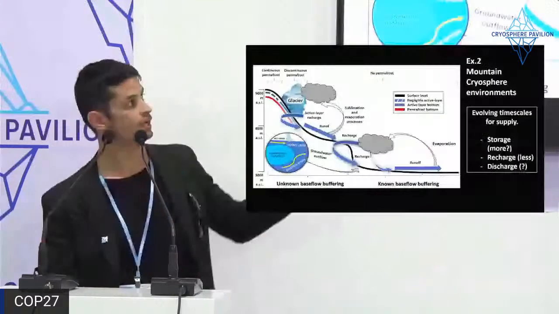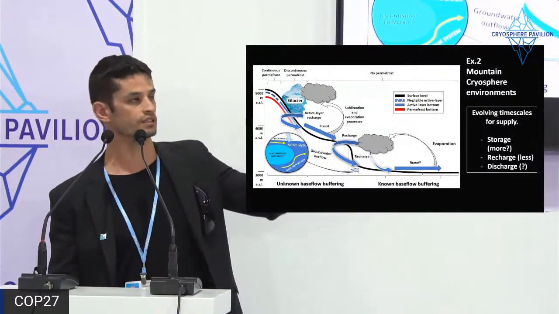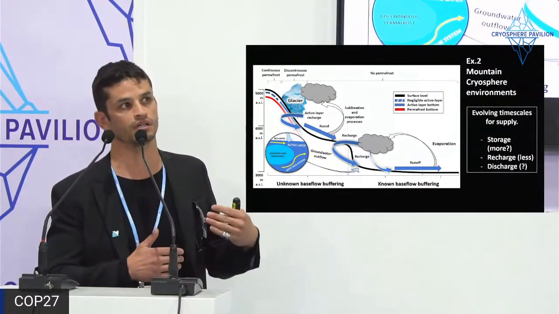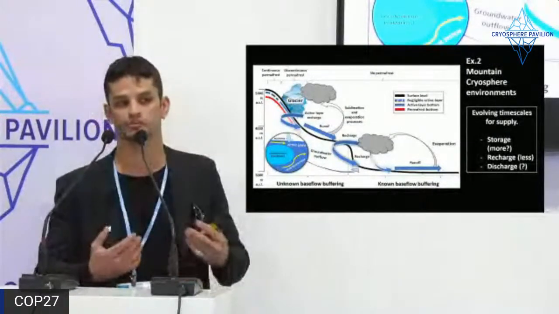try to research. As an example too, we can analyze mountain cryosphere environments, but the problem will be the evolving timescales for water supply. So in this sense, we may approach the forcing agents, we might model certain to calculate everything. But what's going on at higher altitudes, it's sometimes a bit more difficult to grasp.